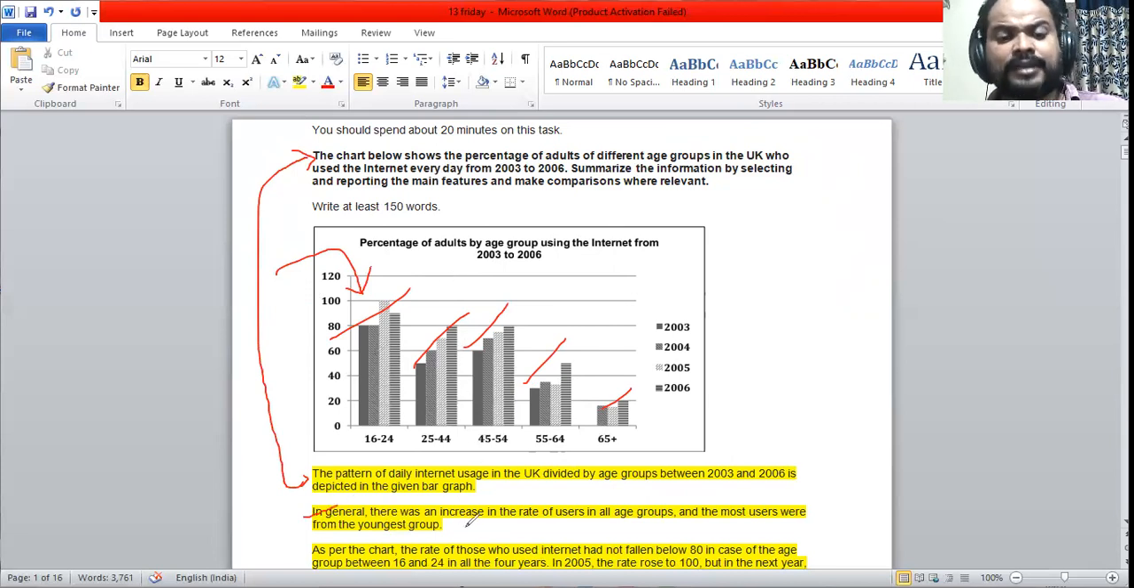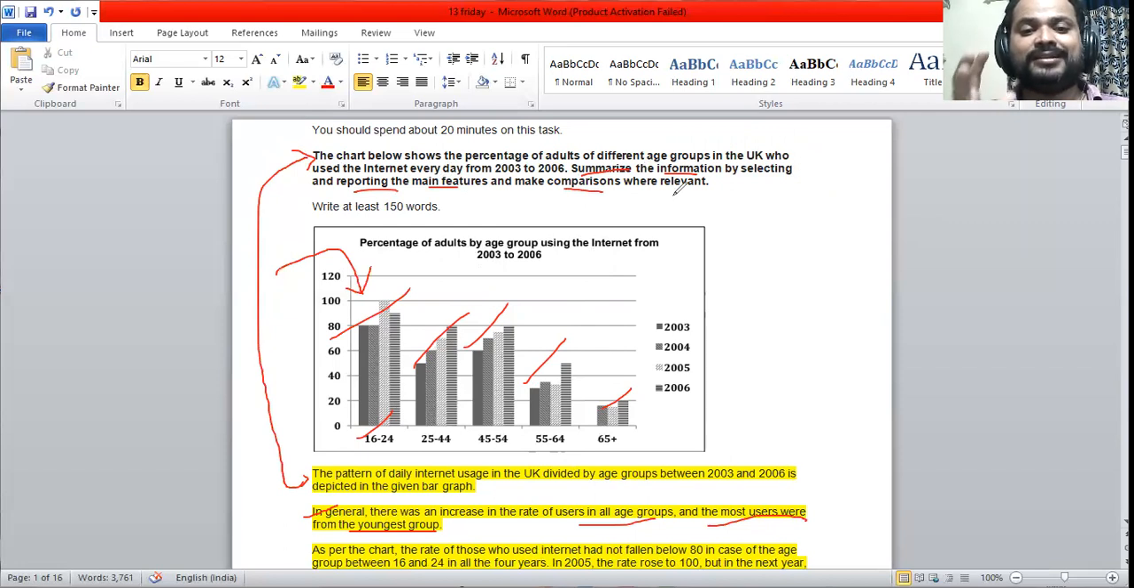So in general, there was an increase in the rate of users in all age groups, okay? And the most users were from the youngest group. You can see that the increase is there in general in all the age groups. So the introduction is clear and the overview is clear. Now it is time for you to summarize the information by selecting and reporting the main features and make comparisons where relevant. This is the crucial part here.